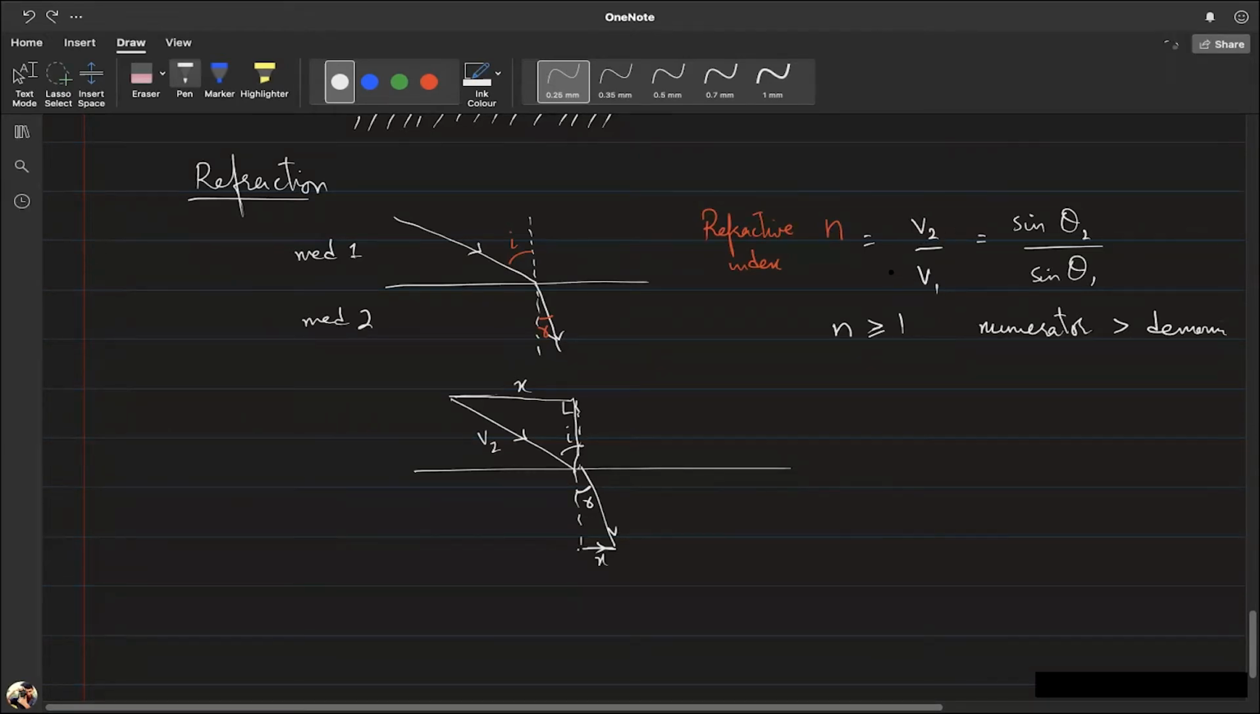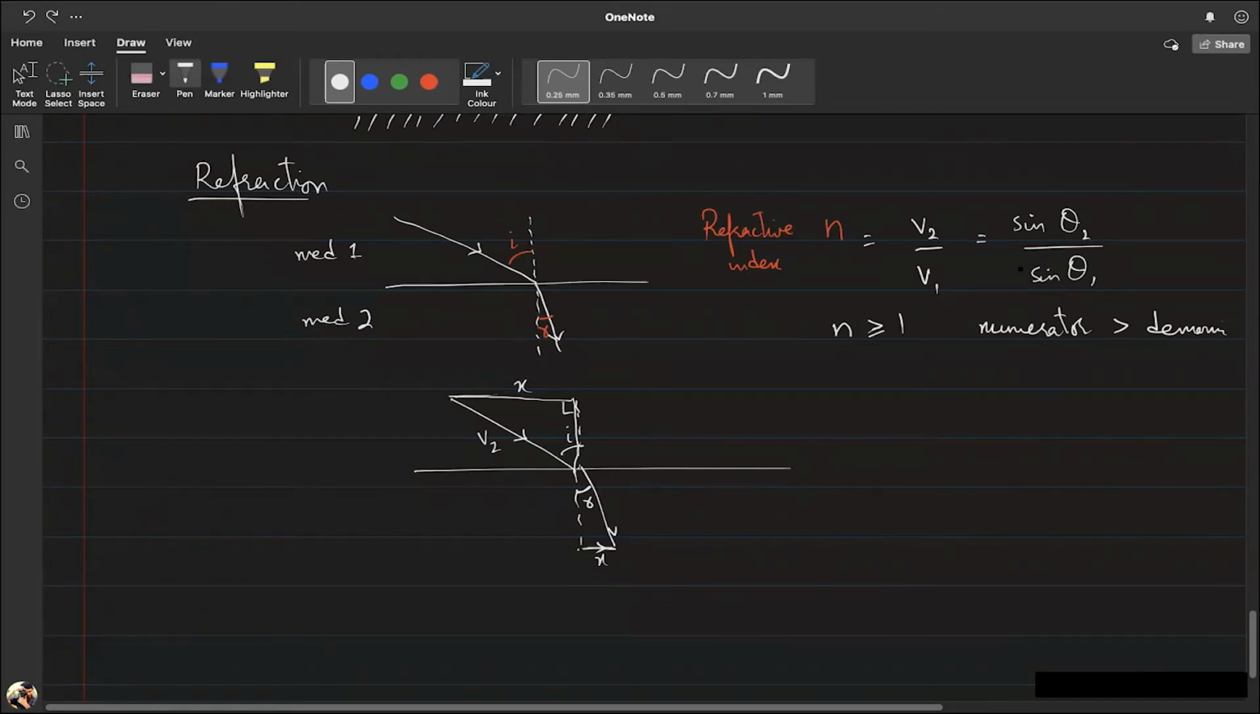So for example, if you're taking light coming from air into diamond, in diamond its speed is less and in air its speed is more. So in that case this will be your velocity for diamond and this will be your velocity for air. Similarly, this will be the angle for diamond and this will be the angle for air. Okay, so just remember that refractive index, which is basically going to tell us how two media relate to each other, is simply this.